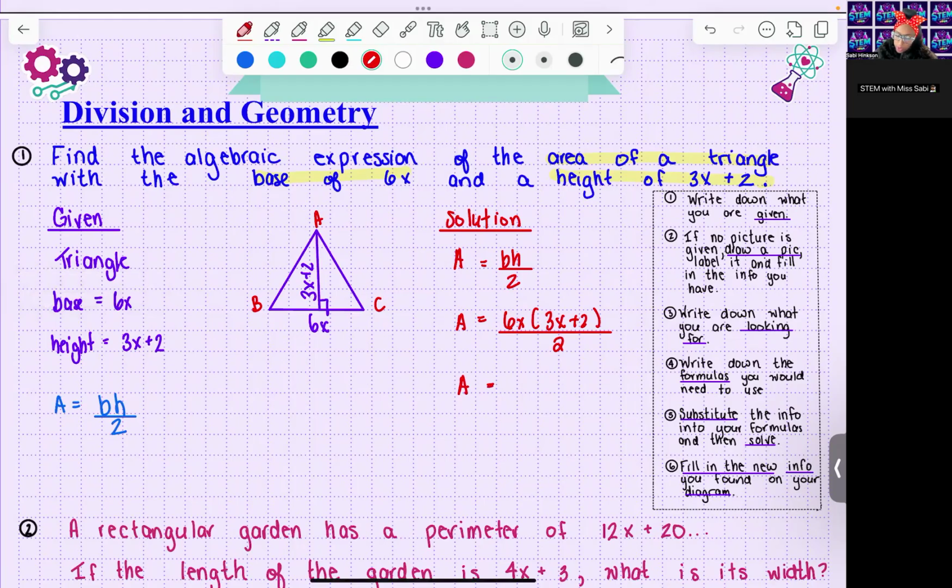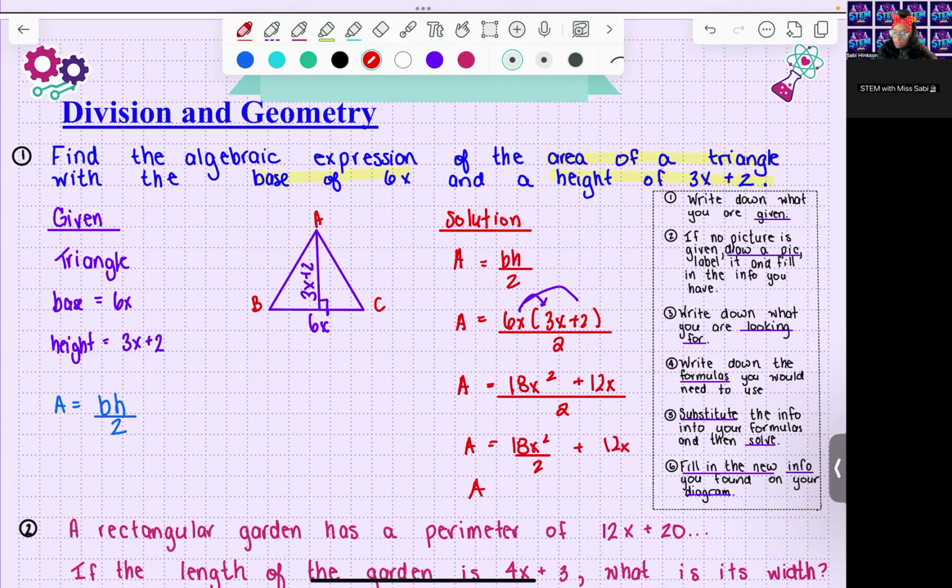I'm going to do the distributive property first. So 6x times 3x, 18x squared. 6x times 2 is 12x. And then I'm going to divide that by 2. So remember, when we do that, everything is being divided by that 2. Like this.